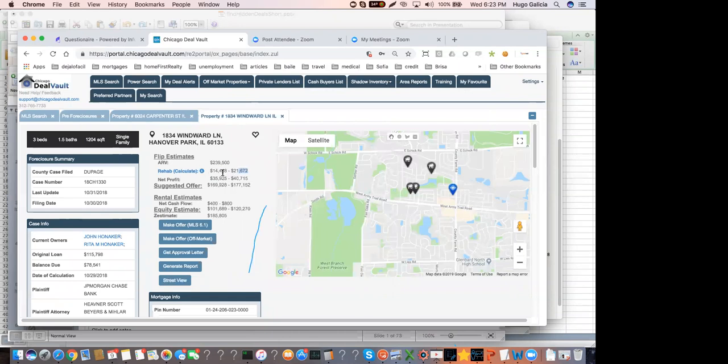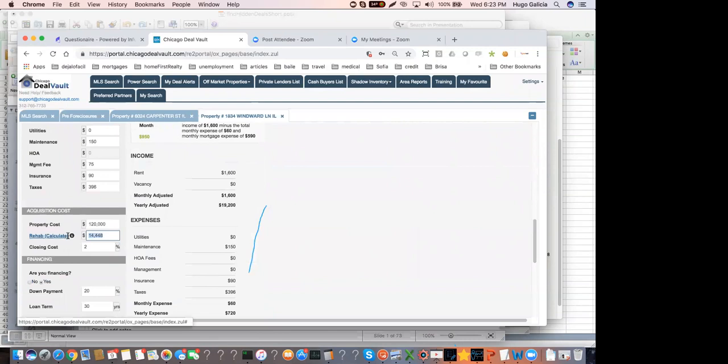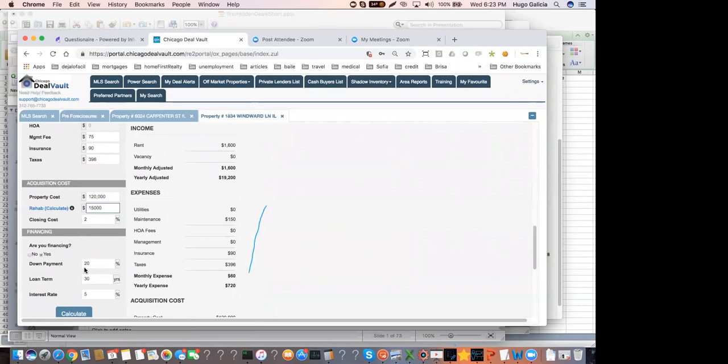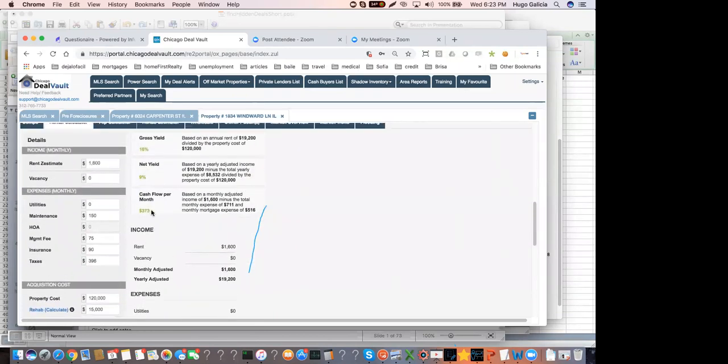So if we're gonna buy and hold, renting the property, we're gonna go on the light rehab. So let's assume that we're gonna spend $15,000 on the rehab, okay? So I'm gonna put 15,000, and then we're gonna click on calculate. What this is going to do is give us the positive cash flow per month. So at least we have positive cash flow of $373. We target properties that have positive cash flow between 400 and up, okay?